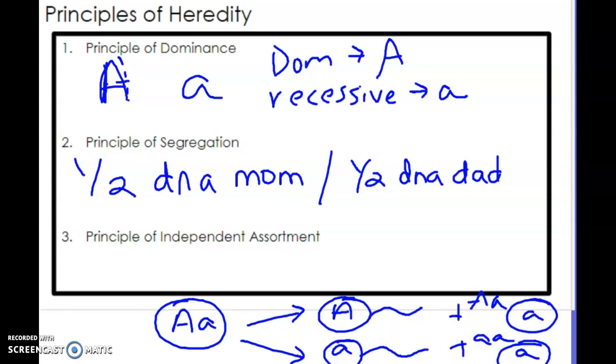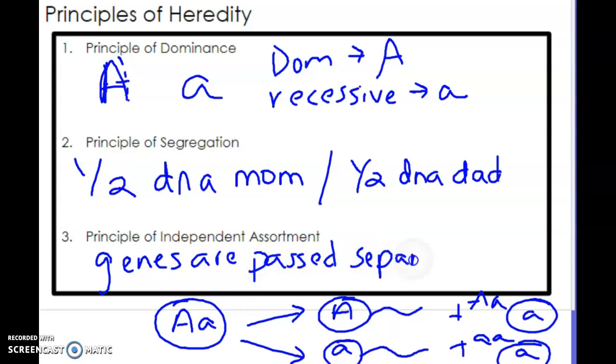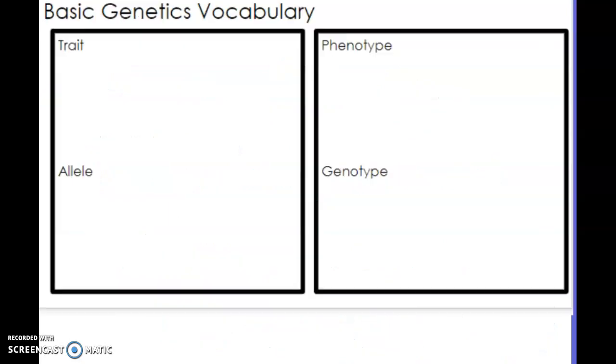All right, the principle of independent assortment says that your genes are passed independently from each other. So your genes are passed separately from each other. This is why your brothers and sisters, if they are full-blood brothers and sisters, look slightly similar to you and then slightly different as well. All right, so let's go to this next slide.